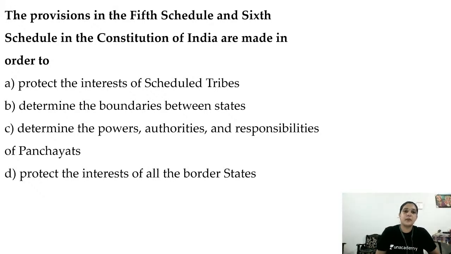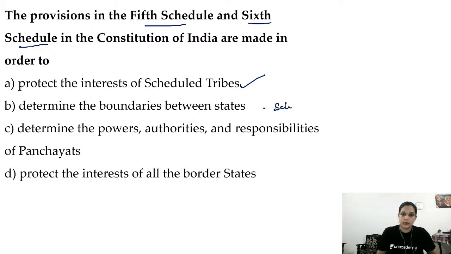The provisions in the Fifth Schedule and Sixth Schedule of the Constitution of India are made in order to... They're not asking only about the Fifth Schedule or only the Sixth Schedule; they're talking about both, so you should know both. The options are: protecting the interest of scheduled tribes, determining the boundary between states, determining the powers, authorities and responsibilities of panchayats, and protecting the interests of all border states. Obviously, the first is the answer. This question is very straight.